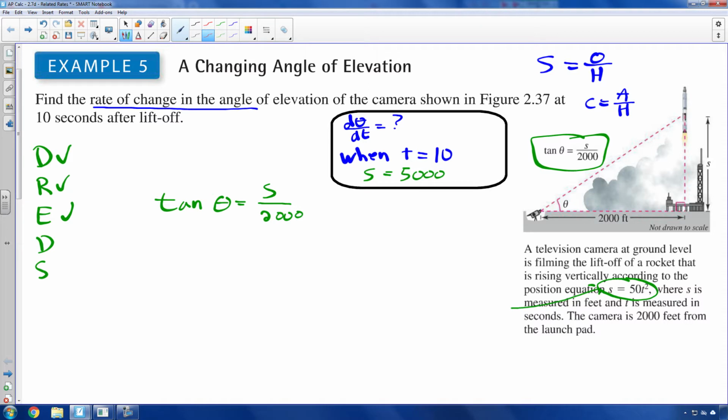So think about what the derivative of tangent is. The derivative of tangent is secant squared, but we need to chain rule that. As soon as we derive, I'll put a red check mark here. So it's secant squared theta, and don't forget d theta dt. Now we need to derive the other side, which is really just 1 over 2,000 s. So it's 1 over 2,000 ds dt.